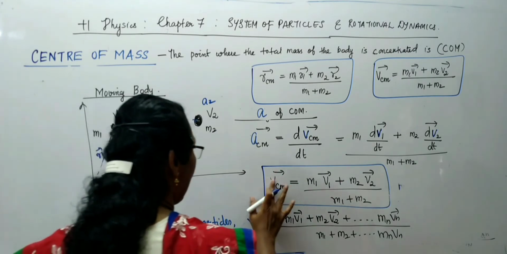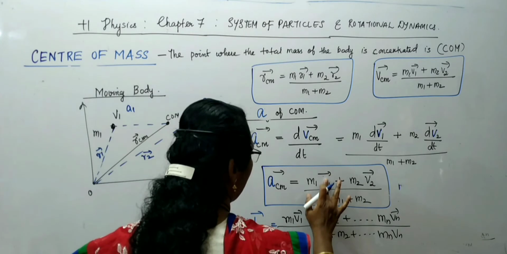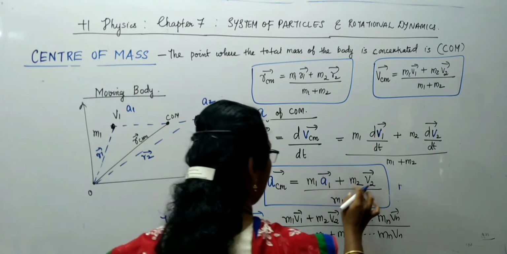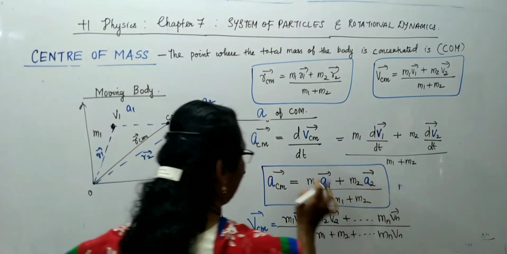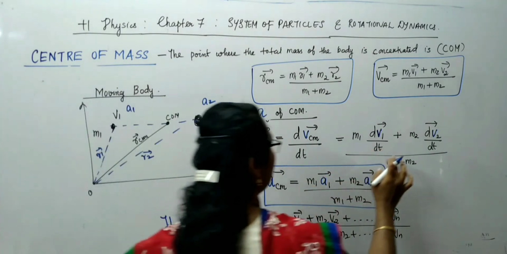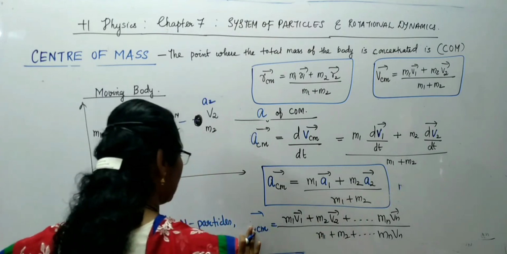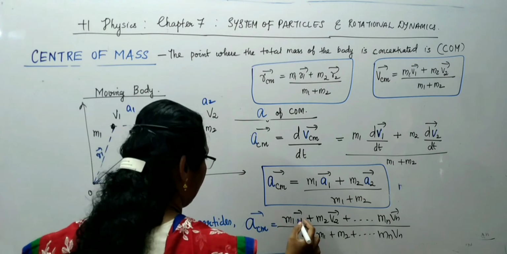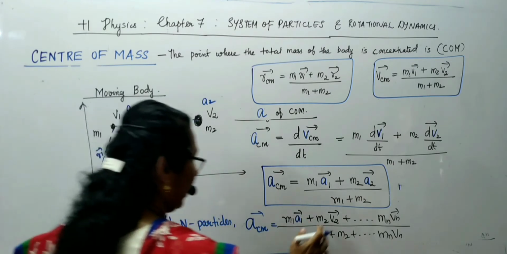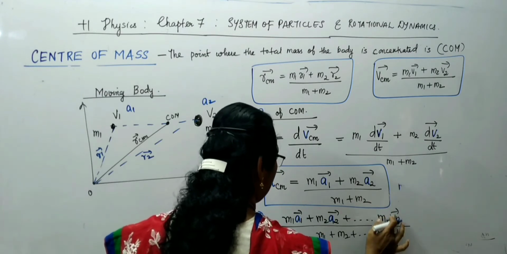So that acceleration of the center of mass becomes M1 A1 plus M2 A2. Alright, dV1 by dt can be taken as A1, dV2 by dt can be taken as A2, by M1 plus M2. So if n particles are present, ACM is equal to M1 A1 plus M2 A2 plus up to MN AN.